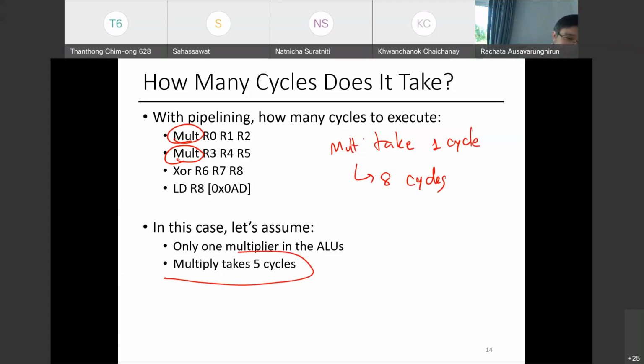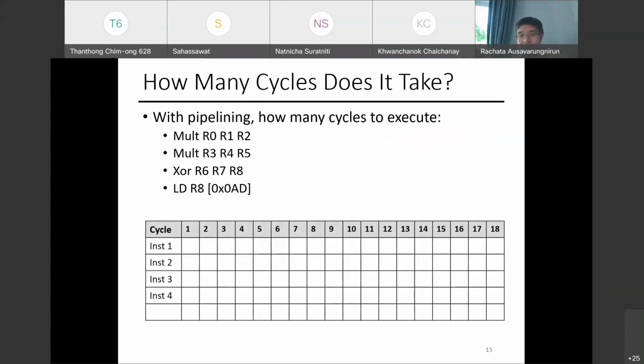But what if I say multiply now takes 5 cycles? This is the same example as my drying machine taking longer, right? Now multiply takes longer. What would happen? So I'm going to move on to the table format. Now multiply takes 5 cycles, right? So can I fetch? I can, right? Fetch, decode, execute.